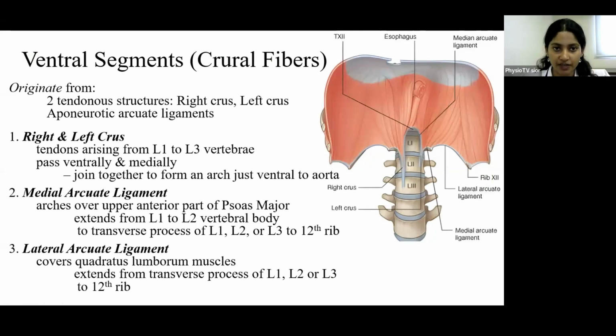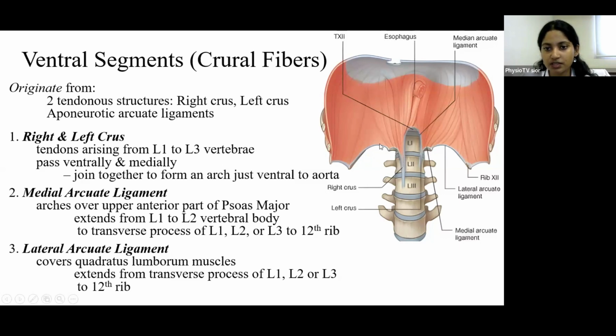Let's move on to the ventral segments now. As we saw, these segments are also known as crural fibers. Let's understand why they are known as crural fibers. That is because they originate from two tendinous structures, the right crus and the left crus. So this is majorly why these fibers are known as crural fibers. They also originate from the aponeurotic arcuate ligaments.